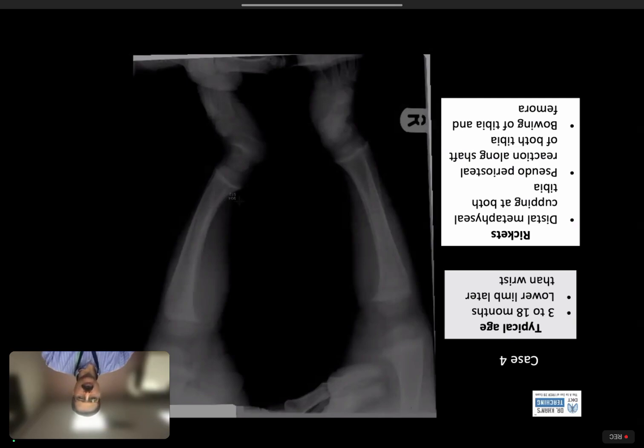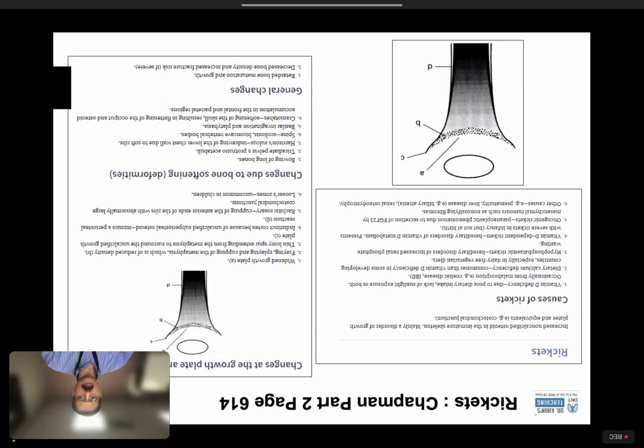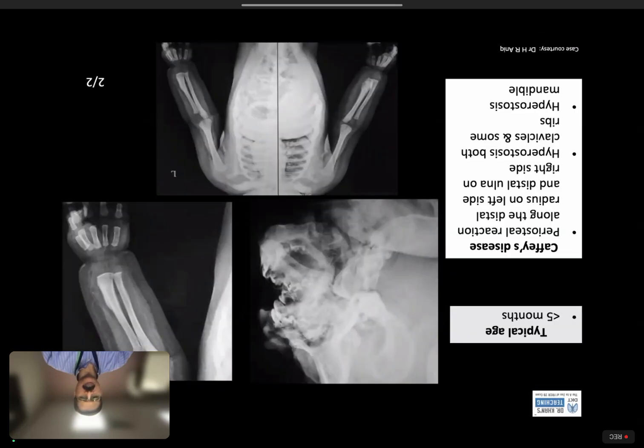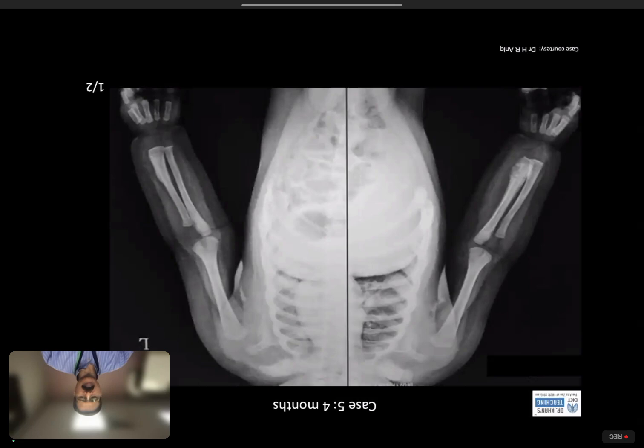And then we go to the next case. I don't want to go into details of this, but it is beautifully summarized in Chapman. In page 614, see this diagram and please revise everything on rickets. From there, we come to this. This is Caffey's disease. Now, Caffey's disease, by the way, our case was also Caffey's disease. The candidate did very well. The candidate asked for clavicle and mandible, etc., and that is what it was.